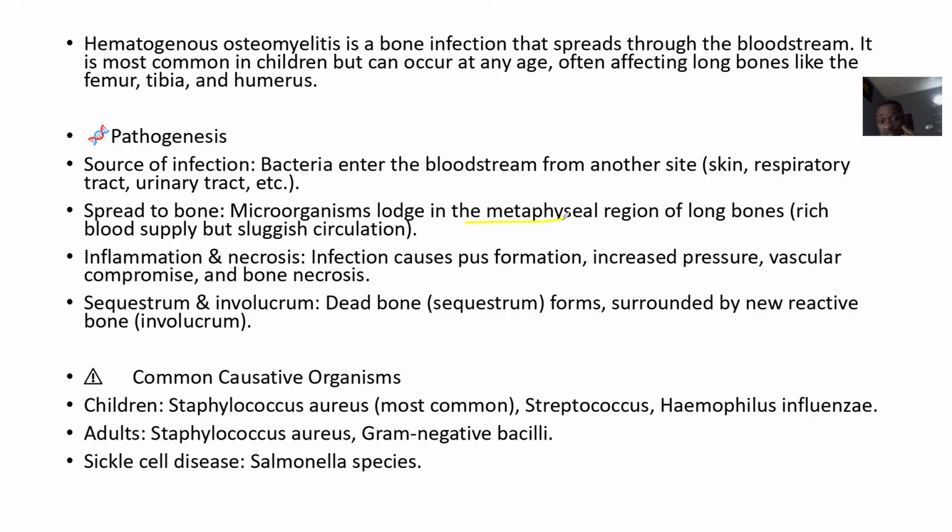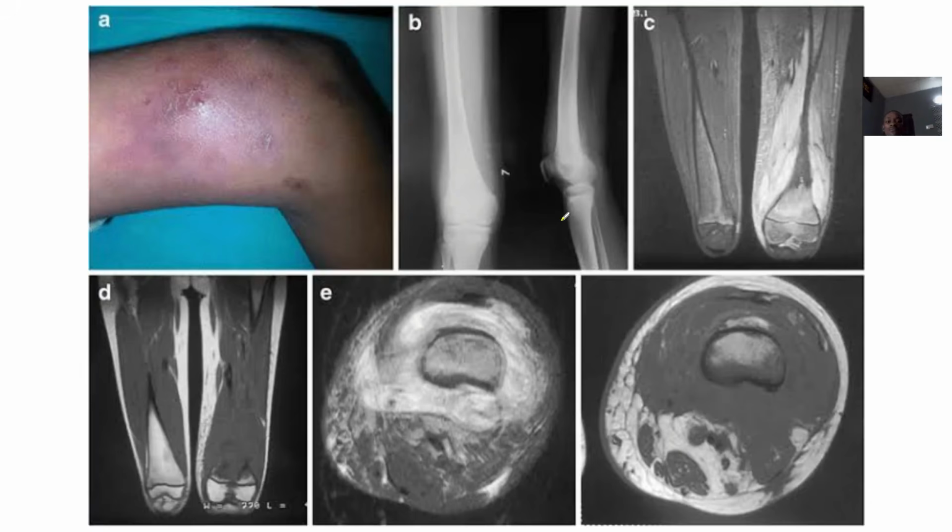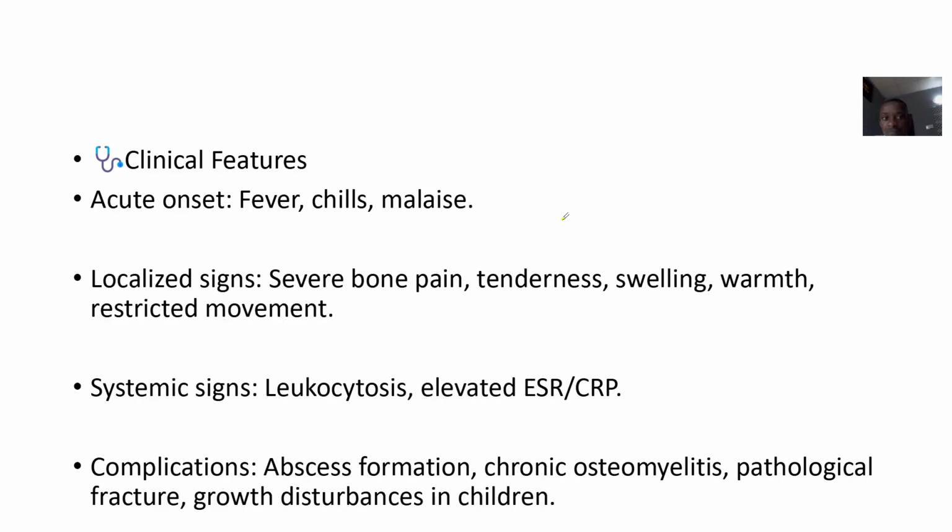Common causative organisms in children include Staphylococcus aureus, Streptococcus, and Haemophilus influenzae. In adults, Staphylococcus aureus. In people that have sickle cell disease, it's usually caused by Salmonella species. I have the pictures all around here.